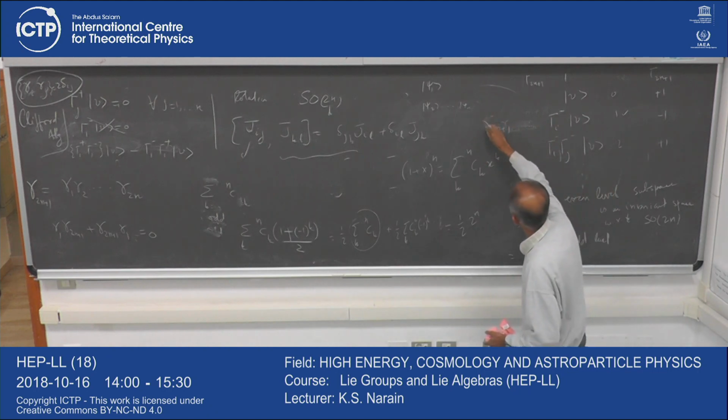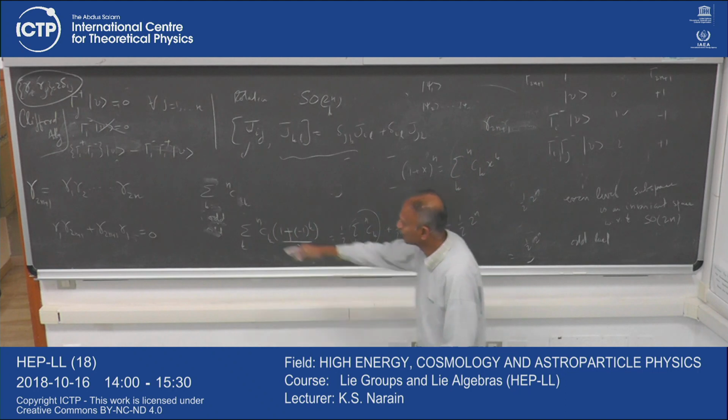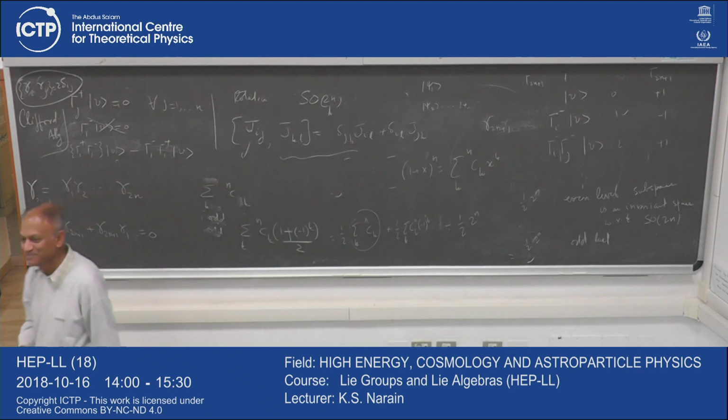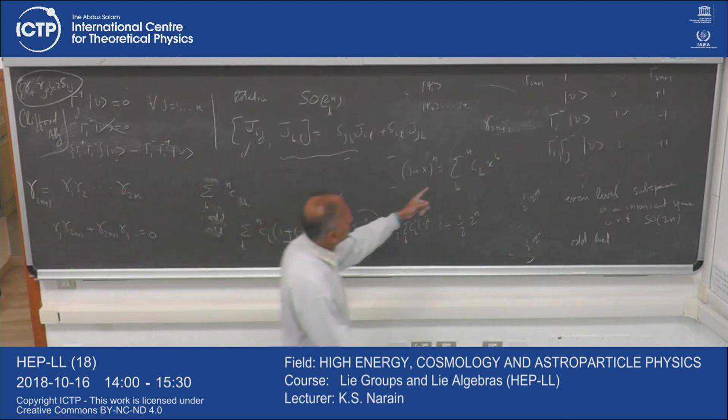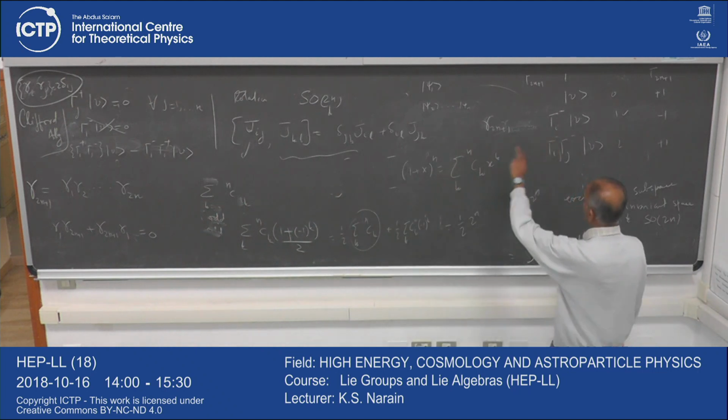Sorry, small gamma 2n plus 1. This is small gamma 2n plus 1. I mean, I have not defined capital gamma 2. Yeah, sorry. So small gamma 2n plus 1, and then re-express that in terms of small gammas.